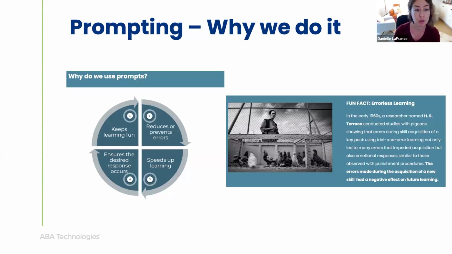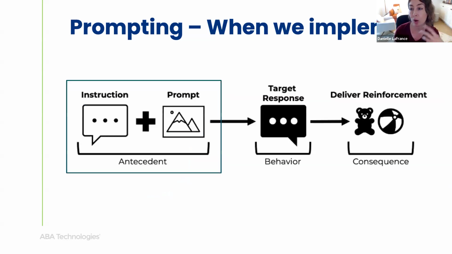And then we briefly introduce the notion of errorless learning and errorless teaching. And pay attention, you'll see this come up again when I talk about error correction procedures. But that really props up the rationale for why we want to prompt, when we prompt, and how we prompt. Then we revisit our three-term contingency to orient technicians to when prompts should occur, and we make this as concrete as possible. And again, you'll see this come up again when we talk about error correction. So here we're really emphasizing to them, prompts come up in that antecedent portion of our three-term contingency, usually immediately after an instruction.